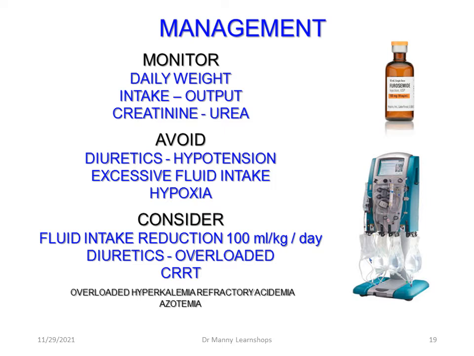Avoid hypoxemia. However, you may have to consider fluid intake reduction and limiting to 100 ml per kg per day, and you may have to think about diuretics if the patient is overloaded, and consider using continuous renal replacement therapy, of which there is a Dr Manny Learnshop on continuous renal replacement therapy if you want to review, using Prismaflex and the Fresenius unit. Also remember, look at overloaded, hyperkalemic patients with refractory acidemia and azotemia, right heart failure.